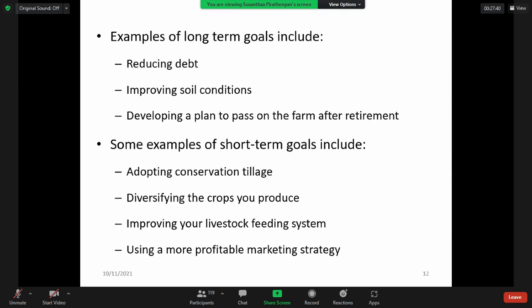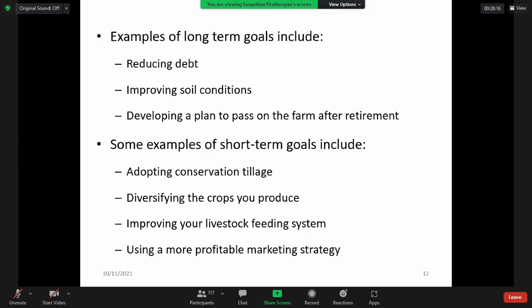The first is adapting conservation tillage. When you have grass cultivation or fruit crop cultivation like banana in your integrated farm, you use good tillage practices or conservation tillage practices to avoid soil erosion. And again, you can diversify the crops you produce. From diversifying the crop cultivation, you can reduce pest attack and maintain good soil condition. And the third one, improving your livestock feeding system.